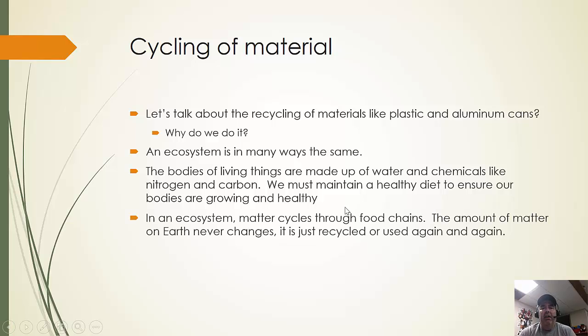So again, in an ecosystem, that matter is going to cycle through the food chain. The amount of matter on Earth is never going to change. It is just going to be recycled and used again and again. New animals are born. Again, you've got that food cycle going on. All of a sudden, things are going to die and get decomposed. As it decomposes, it causes more grass to grow, and some of those animals are going to be eating that grass. So you continuously see that cycle, or recycling, of materials put into the earth to cause growth, to feed the other animals. And again, that food chain is going to continue on over and over.